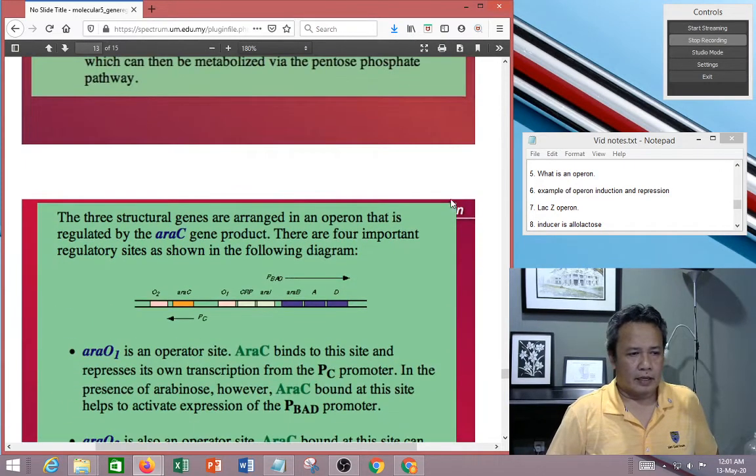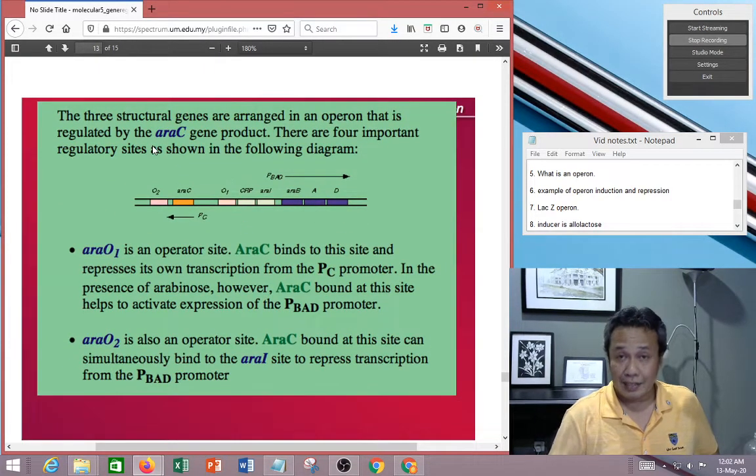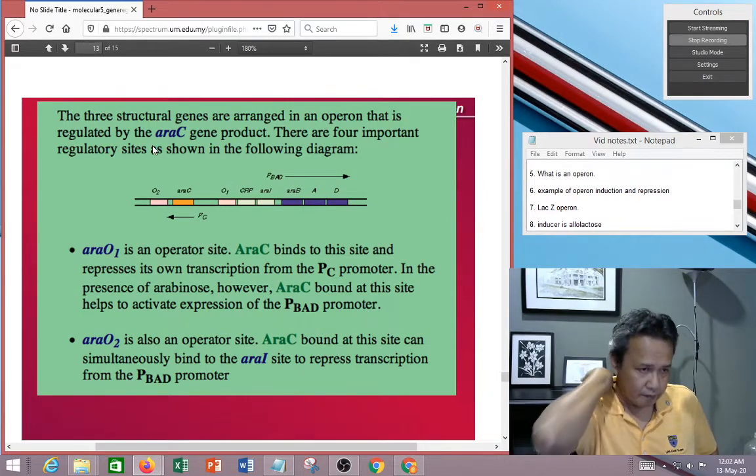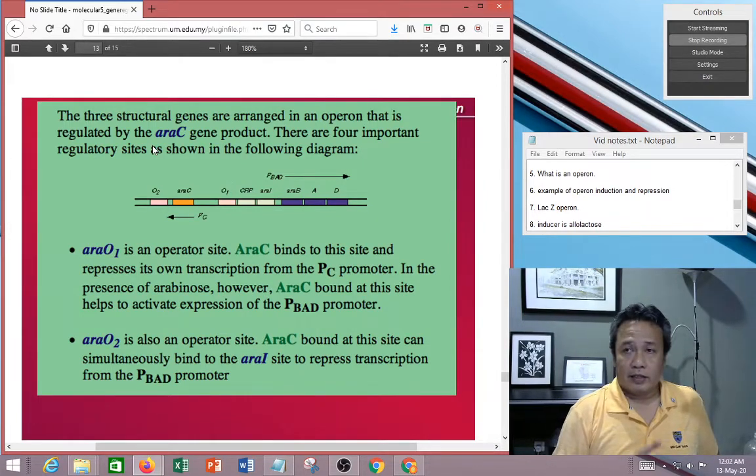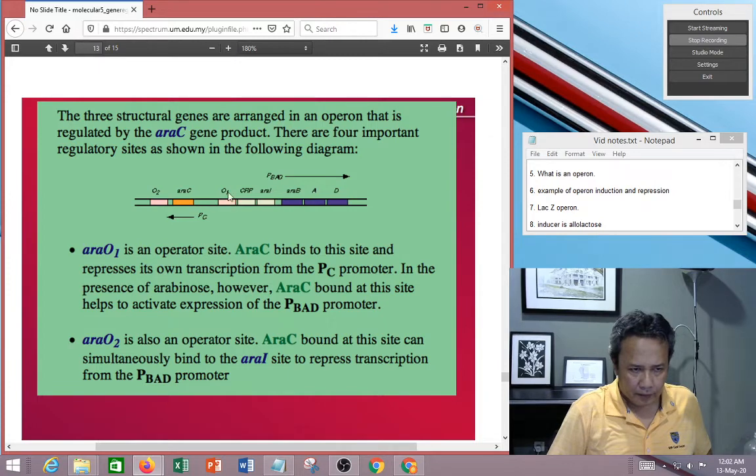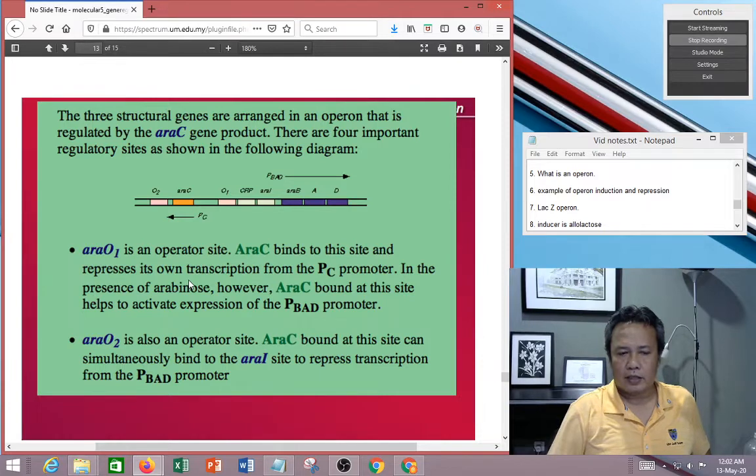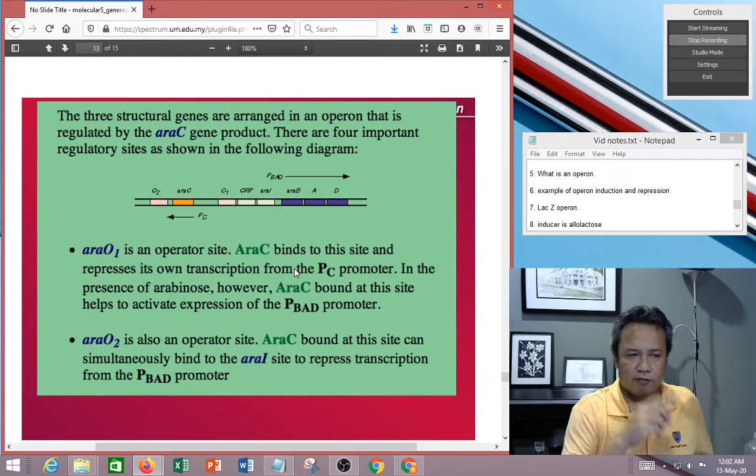All right, the 3 structural genes here, you have the BAD, are genes that are arranged in an operon, and that is regulated by AraC. So AraC is the control protein, right? Now, there are 4 important regulatory sites. These are regions of AraC binding. So you have the araO1 here. This is an operator. AraC binds to the site and represses its own transcription from the PC promoter. PC means this promoter is to produce more C. If AraC binds to araO1, it prevents producing more C.